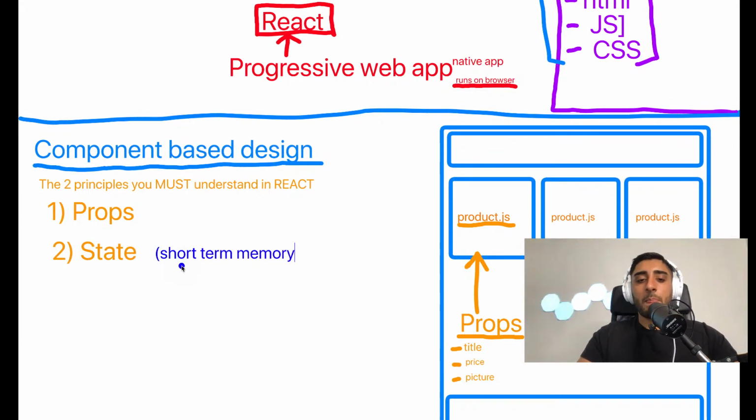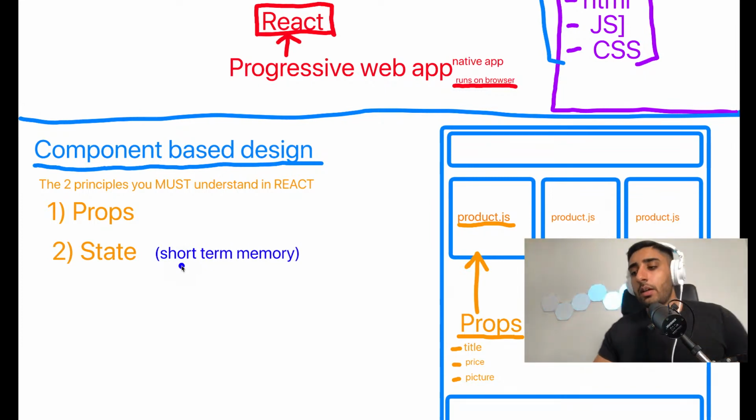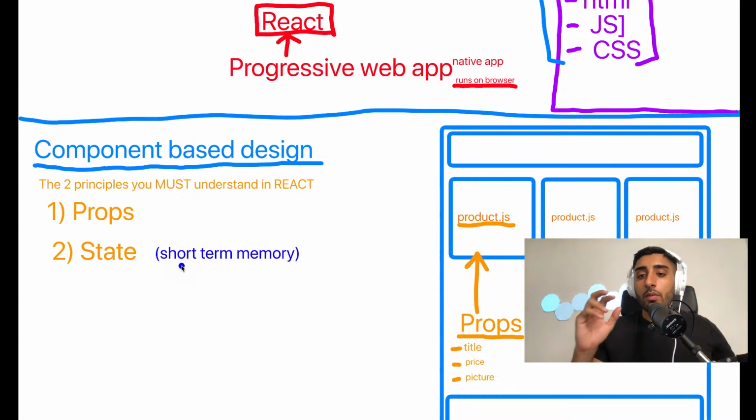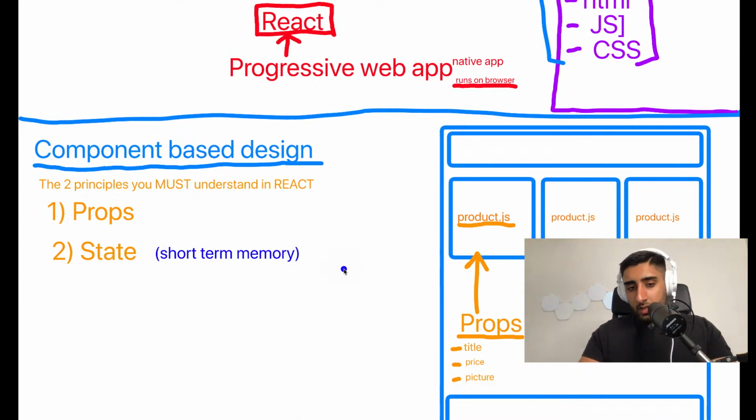Now, why do I call it short-term? Because if you're going to go ahead and refresh the page, the state will always return to its original value, which means that, say, for example, I have a counter button. Let's say I had a component here, at the bottom of a product, and inside of this counter, it says 0, and then it has a plus and a minus. Imagine I had this sort of ticker thing, right?